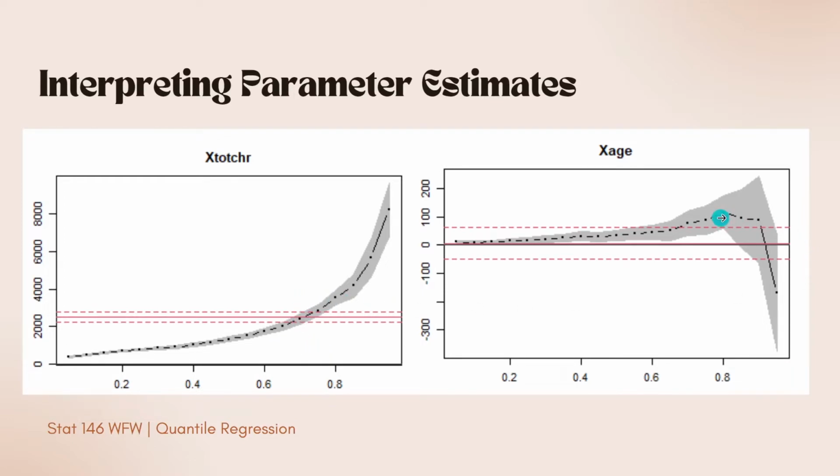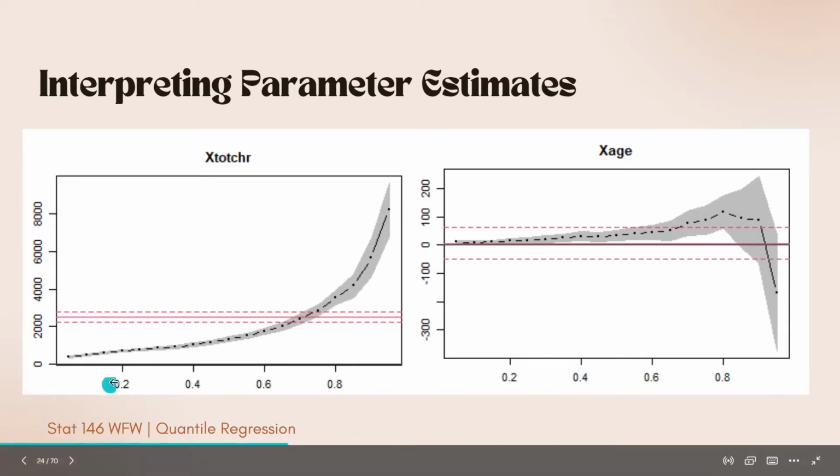So, ganun din sa age. So, here, makikita natin sa age na mas madaming overlap. So, baka mas hindi meaningful na gumawa ng quantile regression model. Another thing is na makikita natin na iba-iba din yung shapes ng quantile regressions across the different quantiles for different variables.